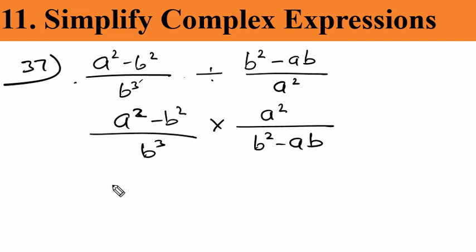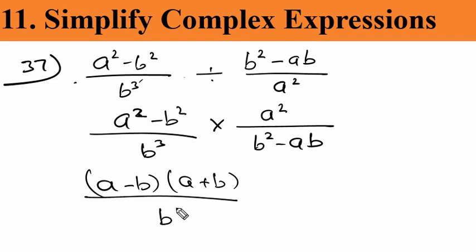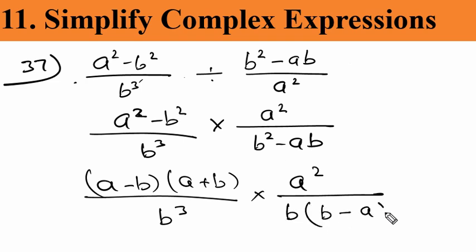Now factor this: a minus b multiply a plus b over b to the power 3, multiply a square over b as a common factor. So b as a common factor, what else do you have? B minus a, right?